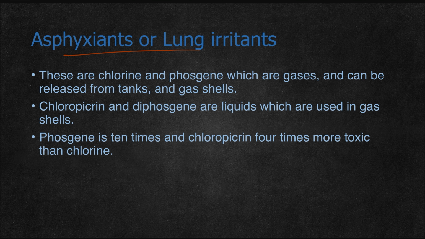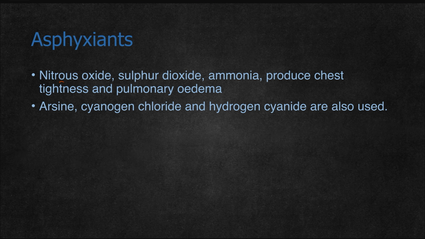Coming to the next group of war gases, the asphyxiants or lung irritants. These are chlorine and phosgene, which are gaseous and can be released from tanks or gas shells. Chloropicrin and diphosgene are liquids which are used in gas shells. Phosgene is 10 times and chloropicrin 4 times more toxic than chlorine. Nitrous oxide, sulfur dioxide, and ammonia produce chest tightness and pulmonary edema.